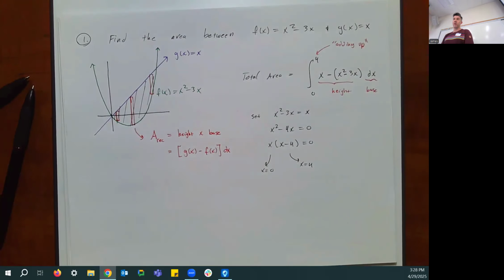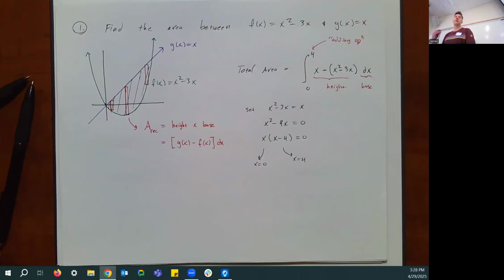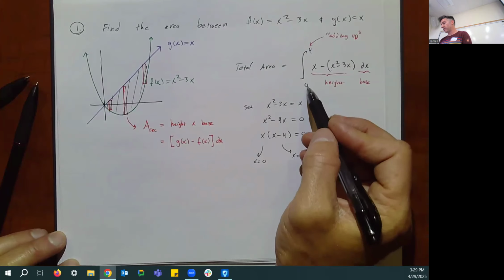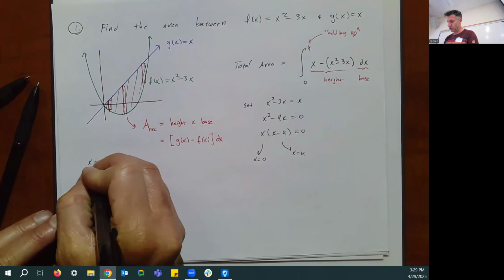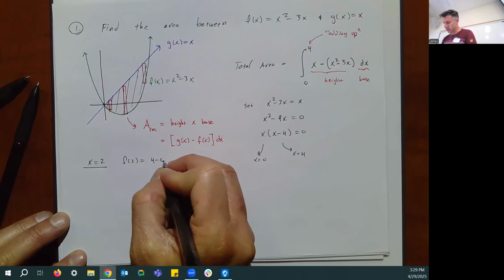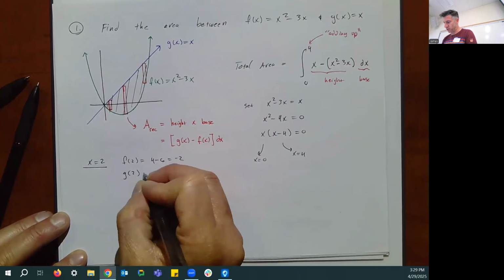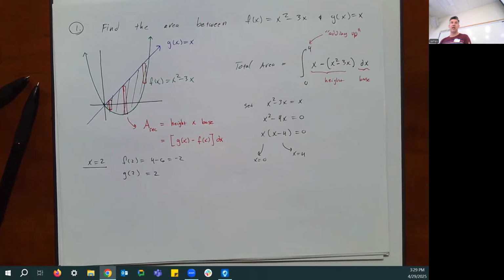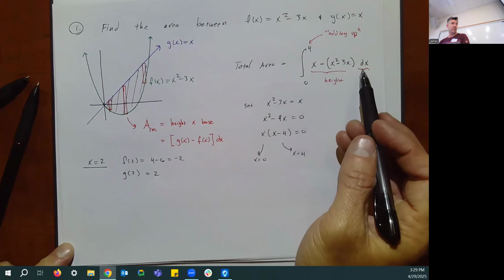So there's the integral that we're going to compute. Just as an aside here, if we hadn't drawn the region, one way you could tell which function's on top is to pick a point in between the two endpoints, and then plug it into each function to see which one has the larger value. So since we know that these intersect when x is 0 and x is 4, you could plug in x equal to 2 and then say that f of 2 is 4 minus 6, and g of 2 is 2. So clearly g is the bigger function. That's why we're doing g minus f, not f minus g.